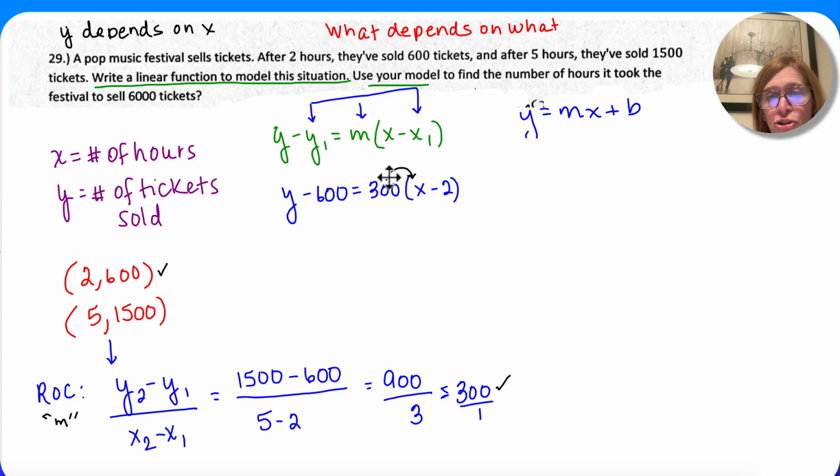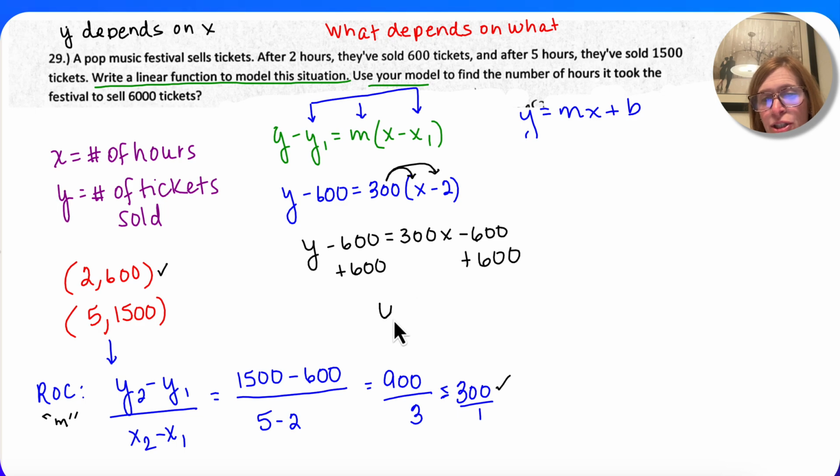I'm going to distribute, but it really depends on the teacher preference. So y minus 600 equals 300x minus 600. I'm going to add 600 to both sides, and so my equation is y equals 300x. There's my model, y equals 300x. That will tell us, given the number of hours, we'll always be able to find the number of tickets. That's part one of the question.